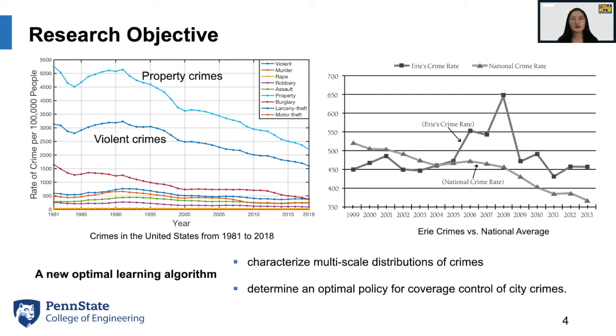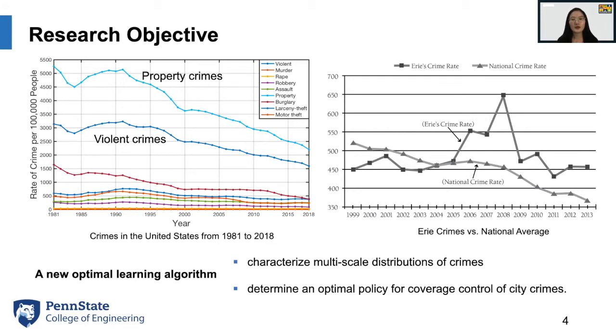In 2003, the number of officers in Erie is 214. This number decreased to 161 officers in 2016. The decrement resulted in Erie reaching its highest crime rate in 2008. Even in 2018, the crime rate in Erie was still higher than rates of most US cities.